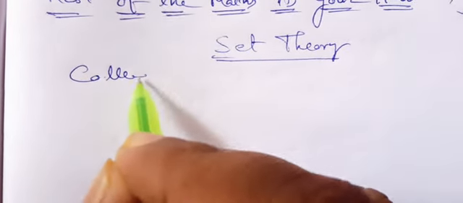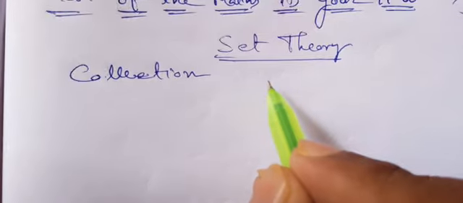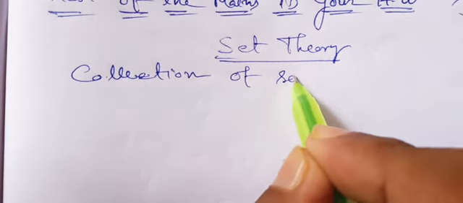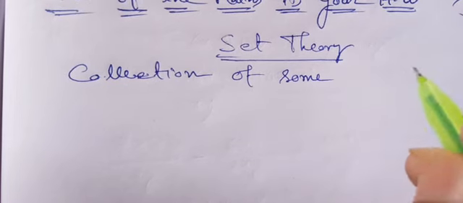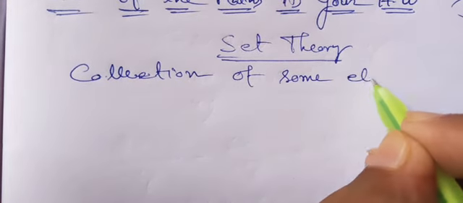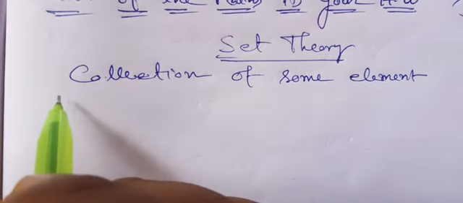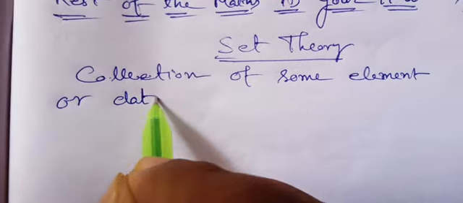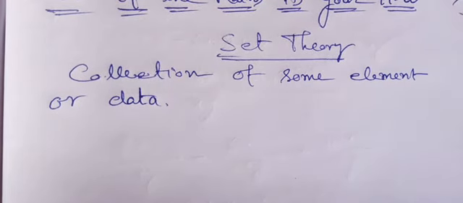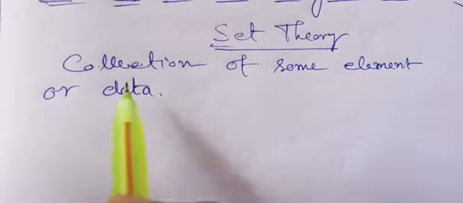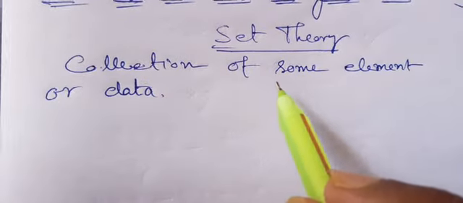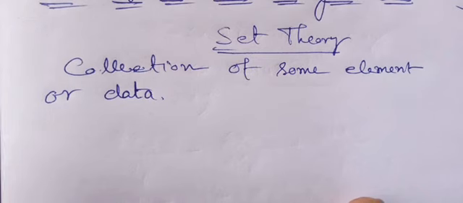Actually, set means collection of some element or data. The main thing we have to say is that a set is a collection of some elements or data. Is it clear to you?